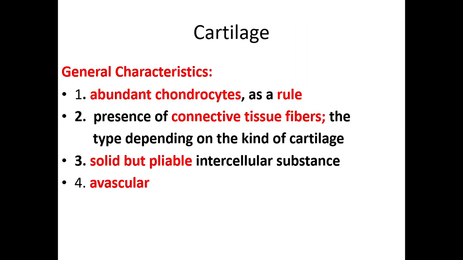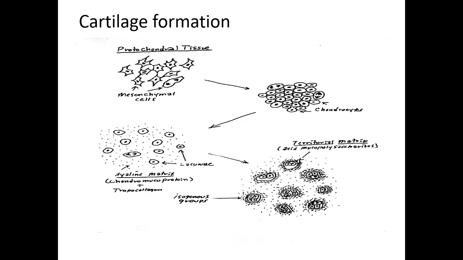So if you will go into the general characteristics of cartilage, they have an abundant chondrocytes as a rule, presence of connective tissue fibers. The type will be depending on the kind of cartilage involved, solid but pliable ICS, and is avascular. So take note of these four characteristics of the cartilage. Let's go into the cartilage formation.